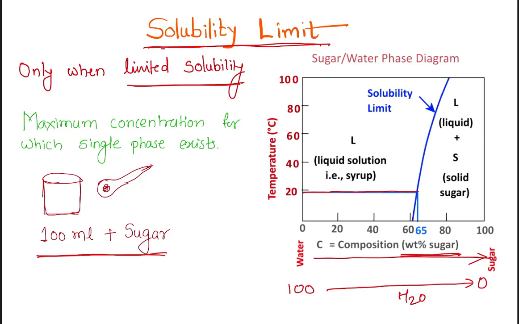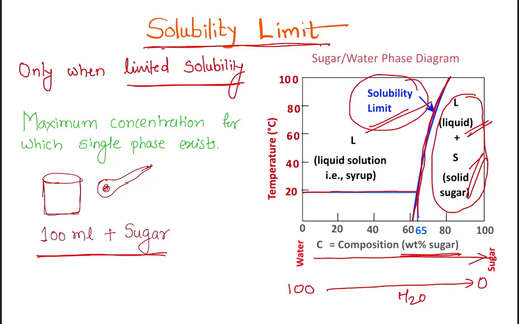But after 65 weight percent at 20 degrees Celsius, sugar gets supersaturated and it will settle down. So we have 2 phases here. One is the liquid and one is solid sugar, which is the precipitate that has settled down. This boundary, if you measure with temperature or with concentration, we will get a boundary that we call the solubility limit. So solubility limit is a limit which segregates 2 different phases.